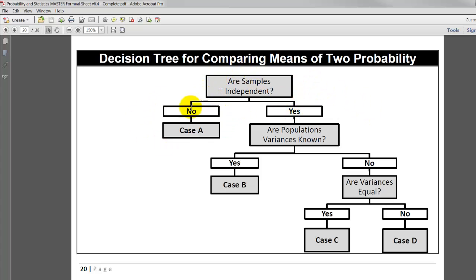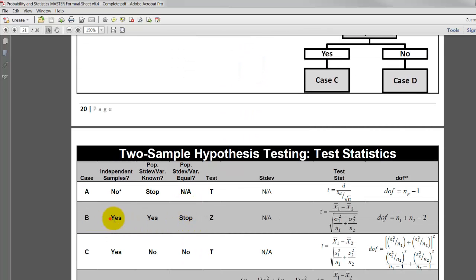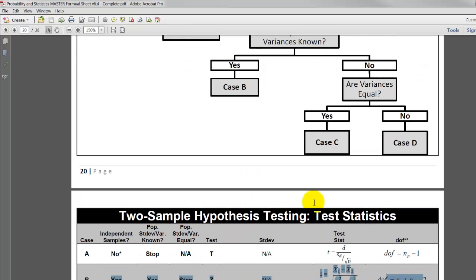For this case, we are talking about a dependent paired test. Most tests are not, so you'll be in one of these cases, B, C, and D. Now, the first thing you want to ask yourself is, is the population known? And this is variance, but if you know the variance, you know the standard deviation, and if it's known, you use case B. Case B relates to the z-test.